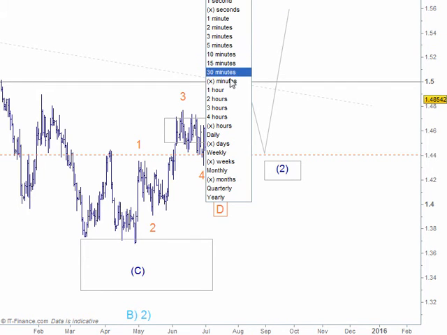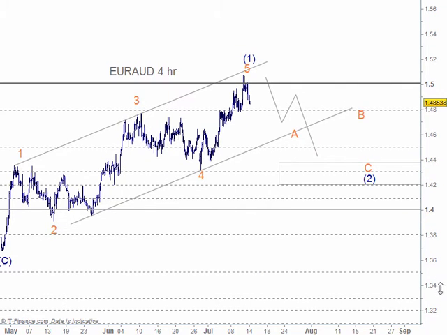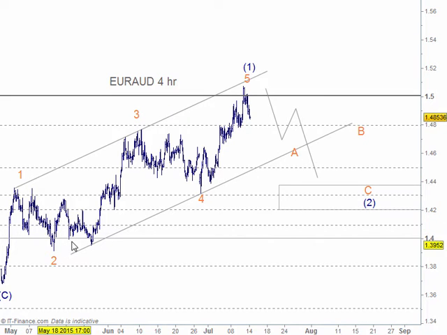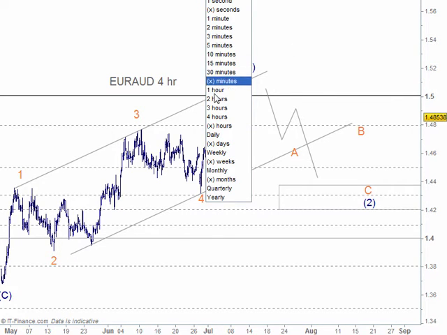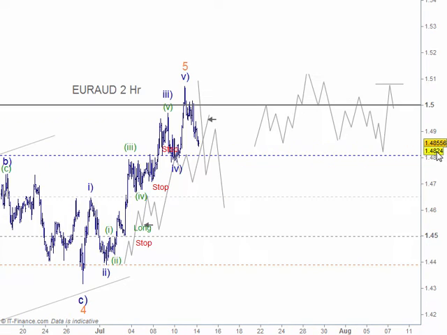So on the 4-hour chart, we'd been tracking this up here as 1 and 2 and 3 and 4 and 5. So we're looking for the fifth wave high here, which I think we've got in place now. So on the 2-hour chart here, now we even traded this long up here.